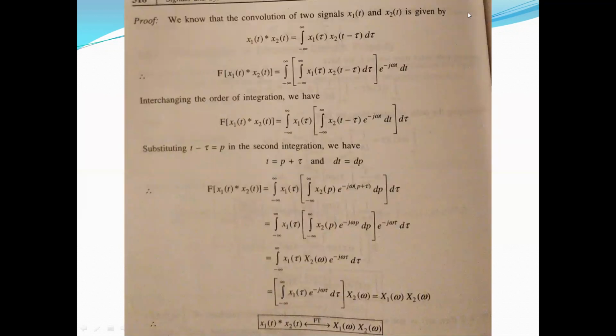First of all, what is the formula of the convolution? This is the formula for the convolution of two signals. Remember, x1 star x2 is equal to the integration from minus infinity to plus infinity of x1 of tau into x2 of t minus tau d tau. This is the formula for convolution.